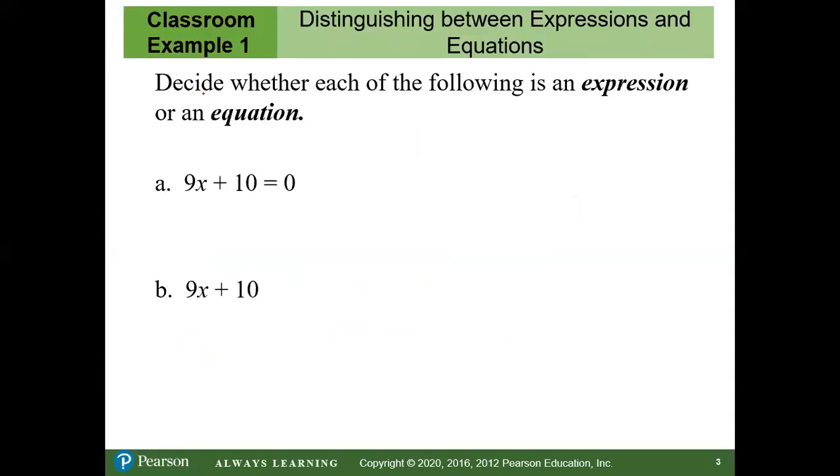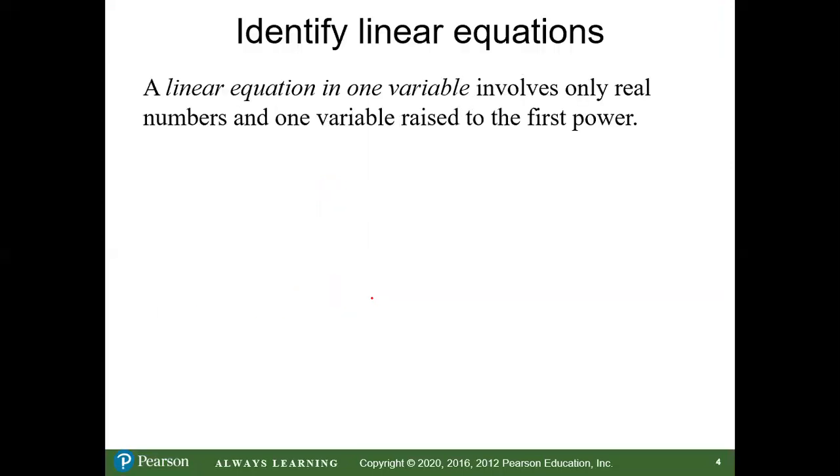All right, so let's decide whether the following is an expression or an equation. So this should take us about 2 seconds to do. You have 9x plus 10 is equal to 0. So this is, of course, an equation. There's an equal sign there, so it's an equation. We will eventually be able to solve this equation once we start learning our rules. Over here, there is no equal sign, so this is definitely an algebraic expression because we have a variable involved. So this is an expression.